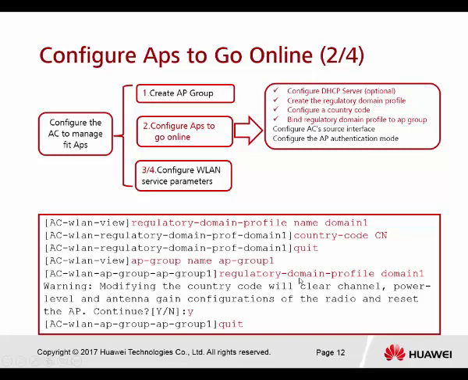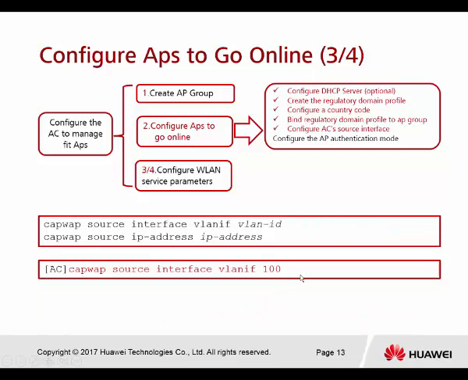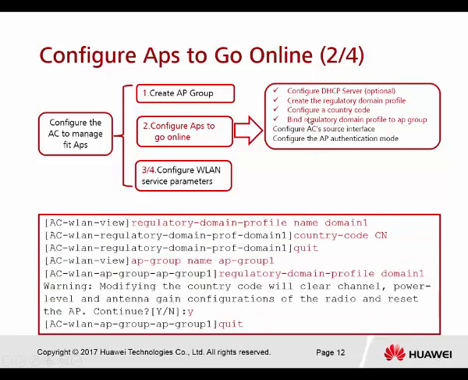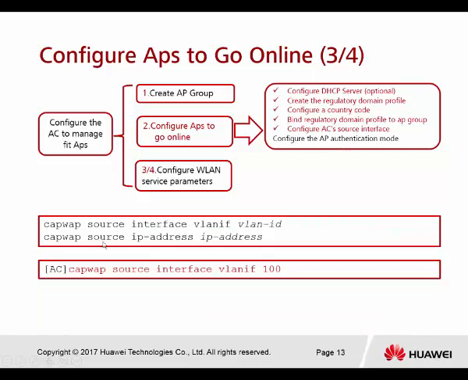Once you press enter, this warning will come out: modifying the country code will reset the channel, power level, and antenna gain configuration of the radio and reset the AP. Are you sure you want to continue? You just choose yes. Then quit. Now we have processed all the steps here. The next one is to configure the AC source interface. So now you have to return to the system view.